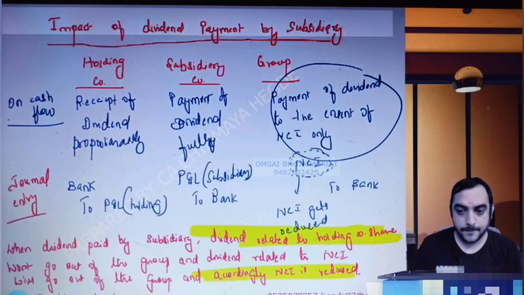So the overall summary of this impact is, let's write here: when dividend is paid by subsidiary, dividend related to holding company share won't go out of the group.